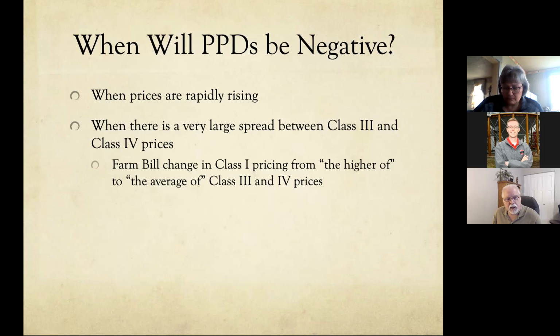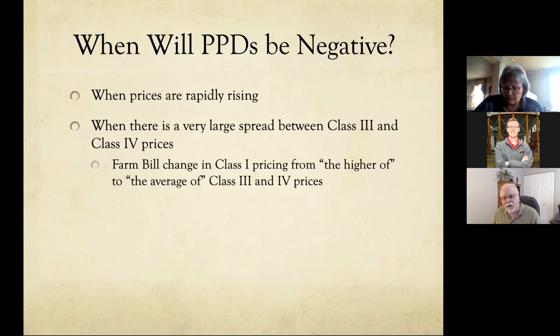The reason they did that was so that it would be easier for people to hedge class 1 milk. They had a better idea: it doesn't matter which one is higher. If you knew what the average was going to be of class 3 and 4, you could hedge it much more easily.